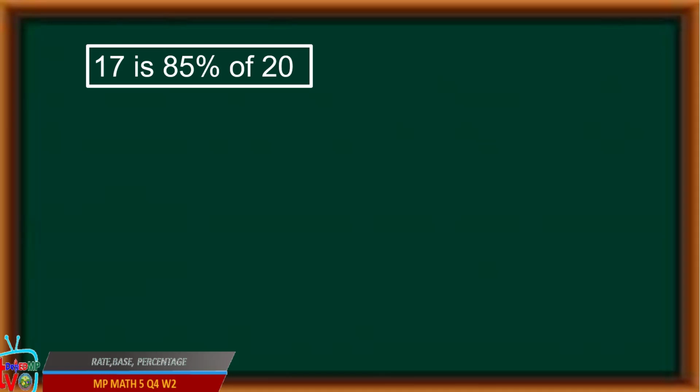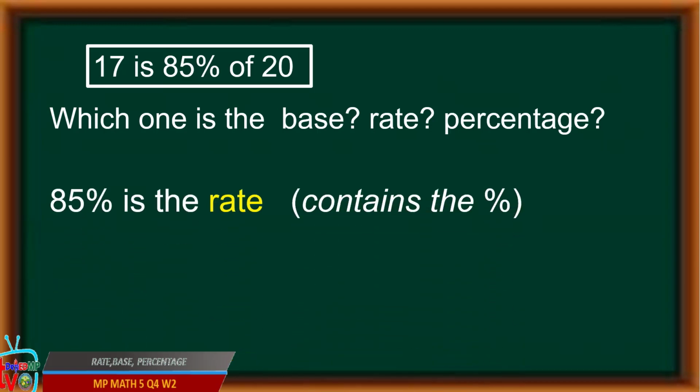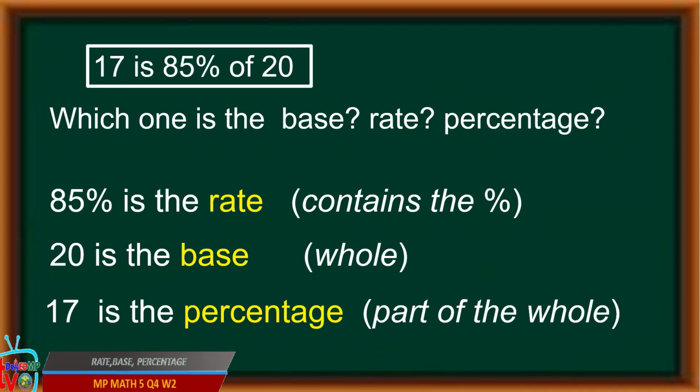Another example, 17 is 85% of 20. Which one is the base, rate, percentage? 85% is the rate because it contains the percent sign. 20 is the base because it is the whole. And 17 is the percentage because it is a part of the whole.